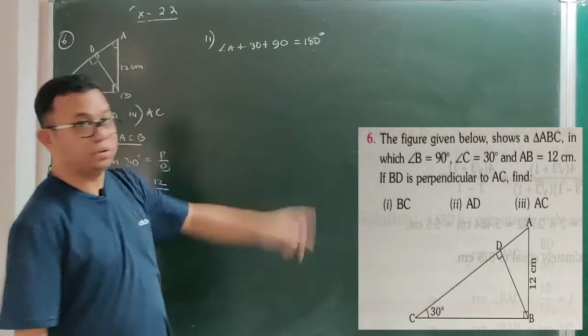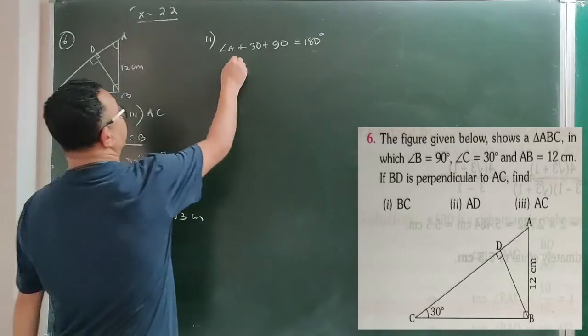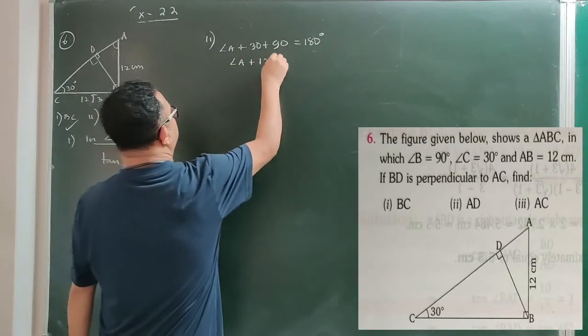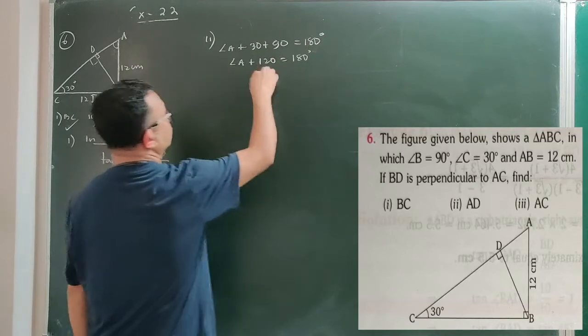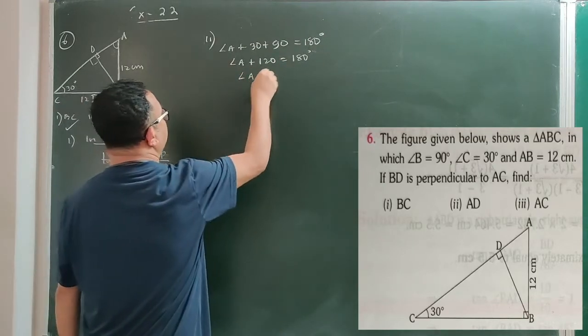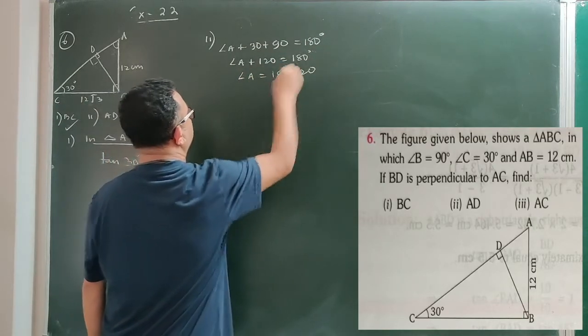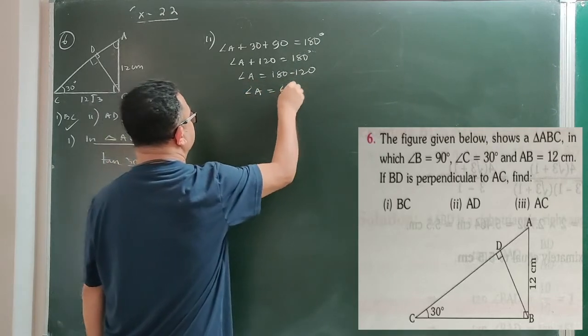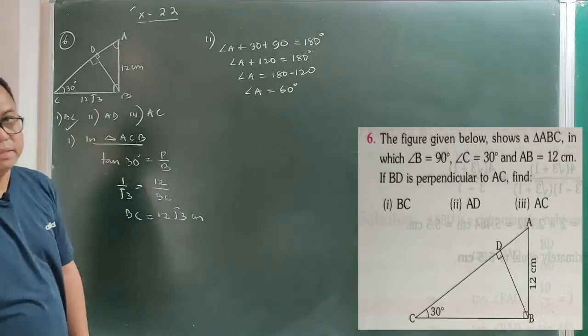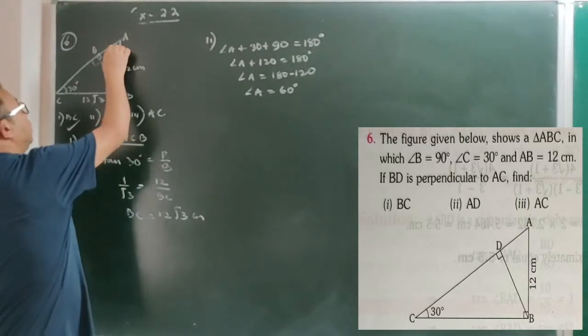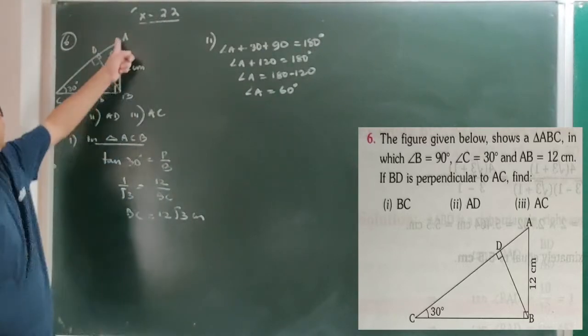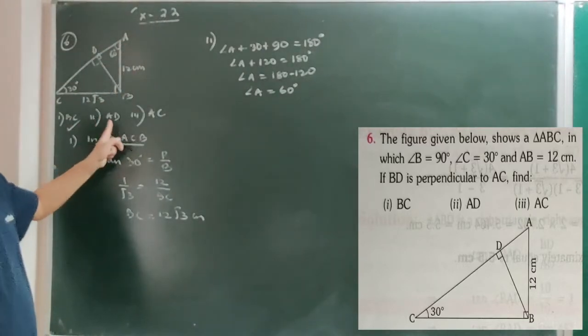Now from here it is possible to find the value of angle A. Angle A plus 120 is 180 degree. So 120 will go there, so angle A is 180 minus 120, so angle A is 60 degree. So there you are. Now I know what is that angle. Now easily I can take this triangle and find the missing value AD.